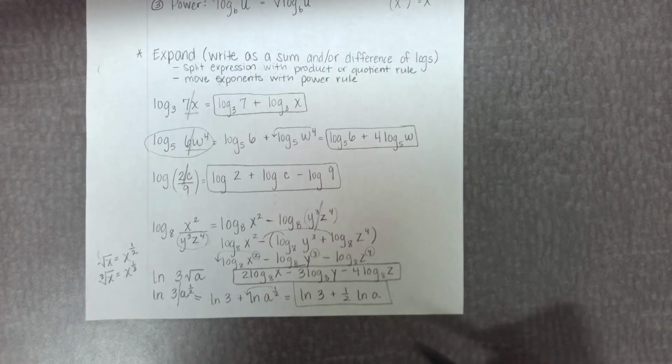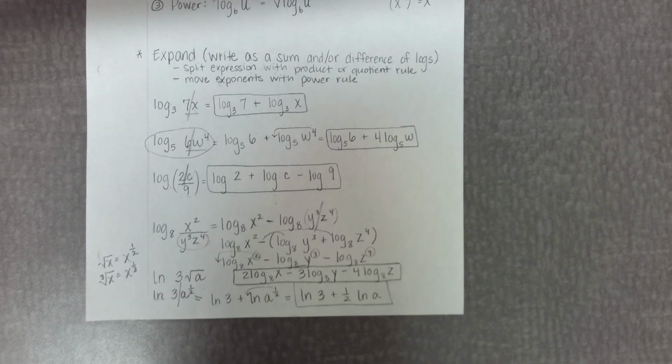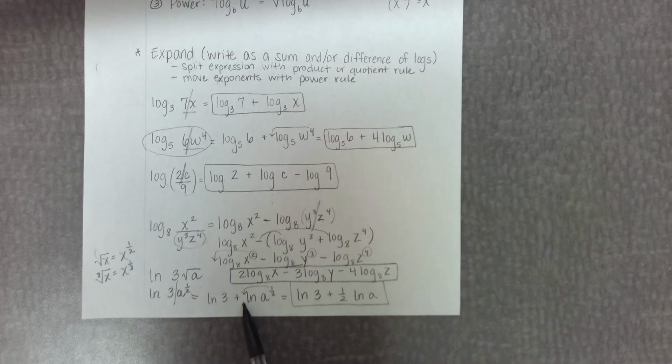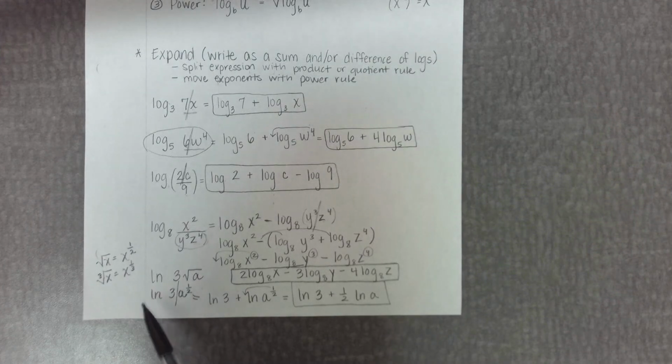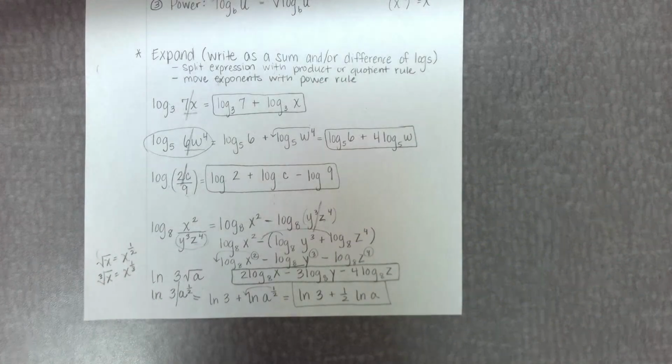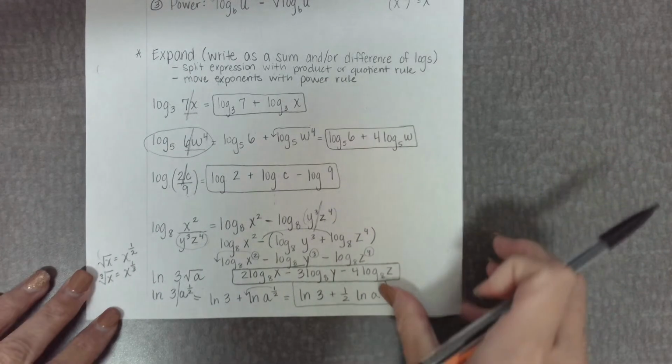One thing I want to mention too is in any of these problems, if there already happens to be a number in front of your log, and then you have to bring a power down also, that power would get multiplied by whatever number's out front. So if there's already a number in front of your log, and you're bringing a number down in front of your log as well, you would just multiply those numbers together.